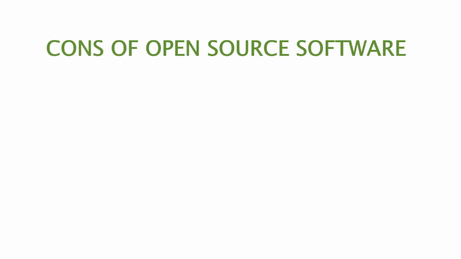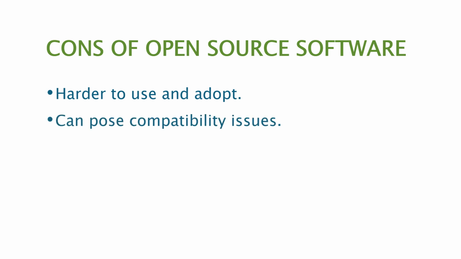Cons of open source software. Open source can be harder to use and adopt due to difficulty setting it up and the lack of friendly user interfaces. Open source can pose compatibility issues. When attempting to program proprietary hardware with open source software, there is often a need for specialized drivers that are typically only available from the hardware manufacturer.